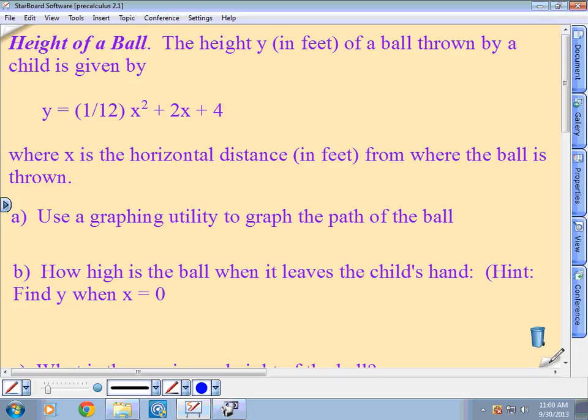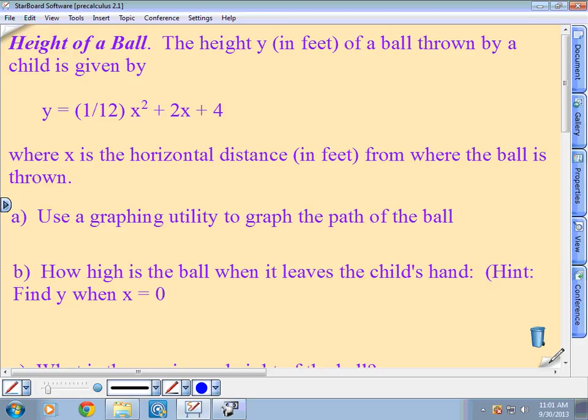Height of a ball. So the first thing we do, if you want to turn your books to page 97, is number 63, with a little picture. I just want to work this one in class. The height y in feet of a ball thrown by a child is given by y equals negative 1/12 x squared plus 2x plus 4, where x is the horizontal distance in feet from where the ball is thrown.